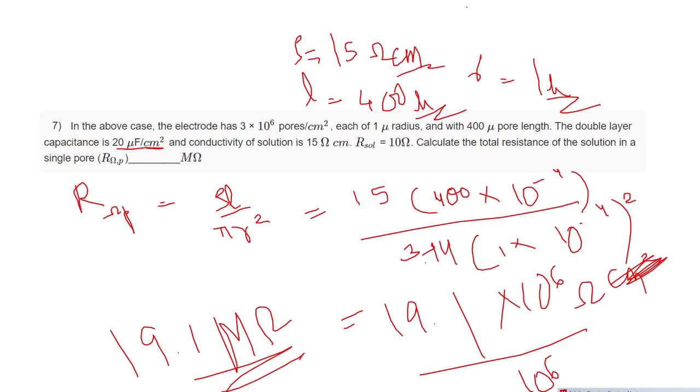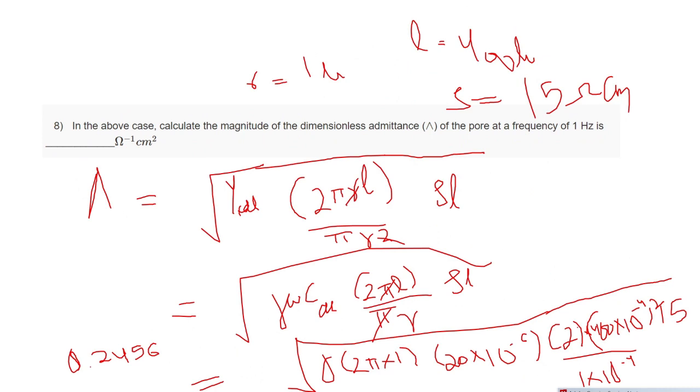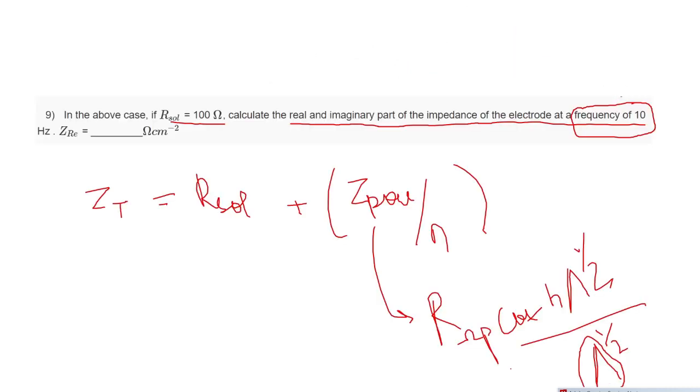It was a porous electrode with pores in it. The pore radius and length were given, along with the double layer capacitance and the conductivity of the solution. We were asked to find the dimensionless admittance, and after that the impedance at 10 hertz, so the real and imaginary parts will come. The formula is direct: impedance equals R solution plus Z pore by N. The total impedance of the pore is given by this formula.